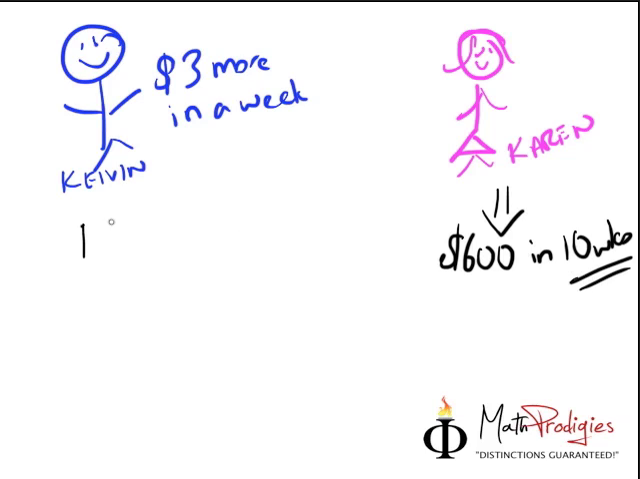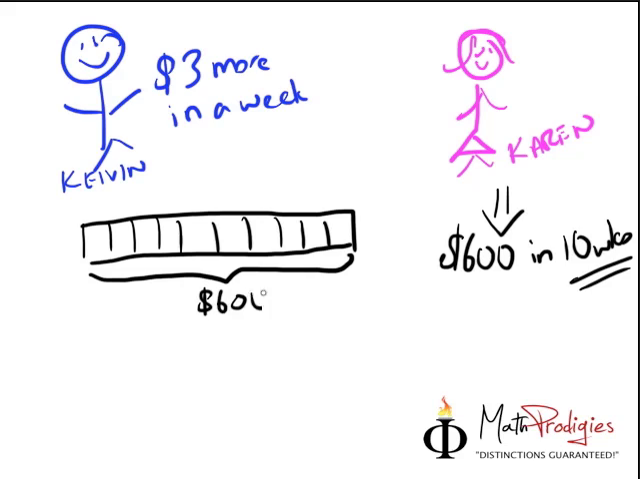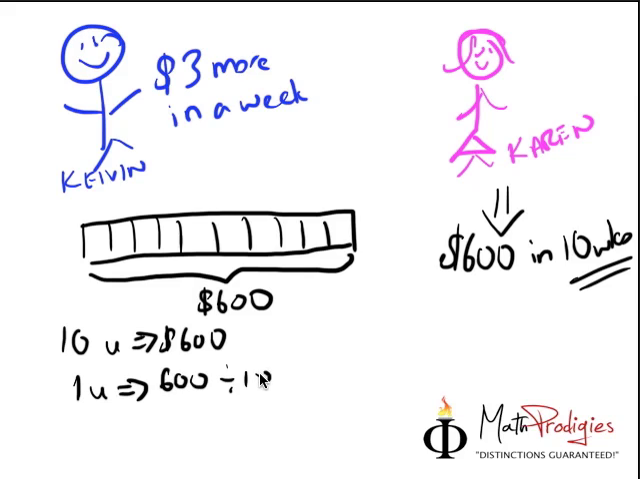Let's imagine this is a date. 1, 2, 3, 4, 5, 6, 7, 8, 9, 10. There are 10 weeks over here, and altogether it equals $600. Yes? So what must you do? If 10 units, which is 10 weeks, gives you $600, what is 1 unit? 1 unit equals $600 divided by how many? 10. Good job. And if you divide by 10, you just simply cancel the last zero out of the number. So you get 60. So that means every week, Karen saves $60.